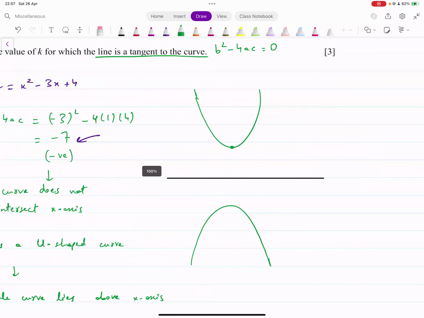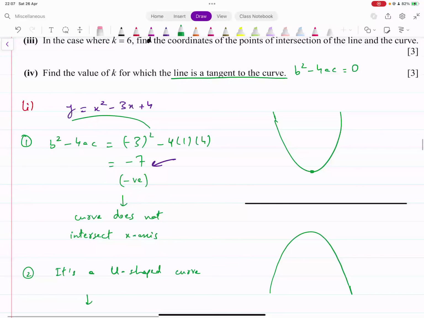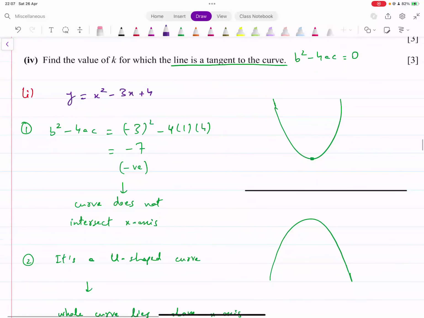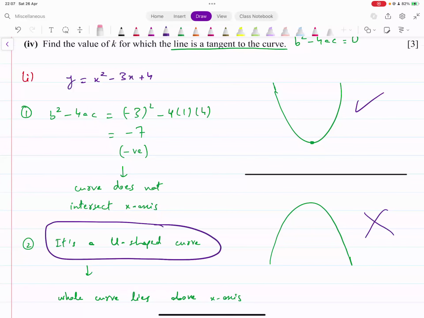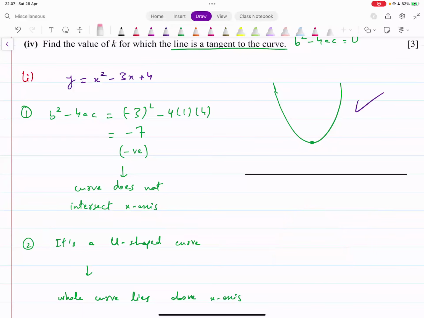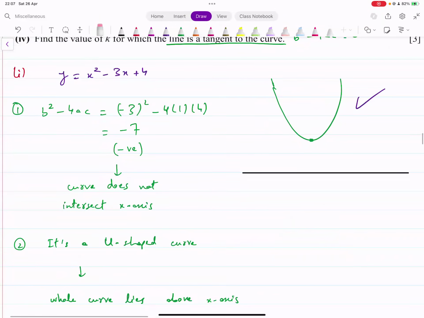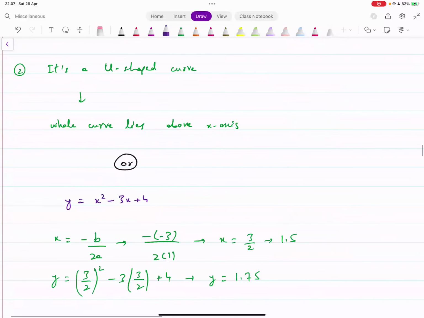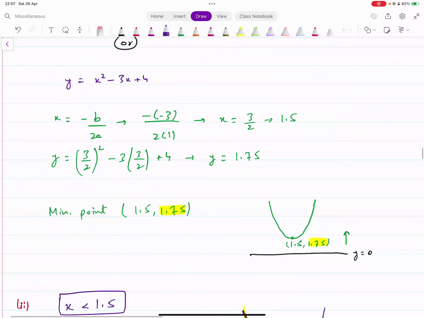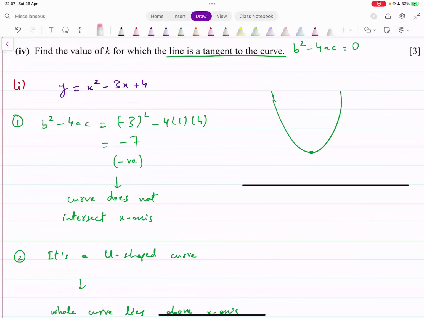So if you use the b squared minus 4ac method, in that case, you would say b squared minus 4ac is less than 0, but at the same time, it is a U-shaped curve. So it's this case, not this case. And both of these things together mean that the whole curve lies above the x-axis. That's another method that you can use for this as well. All right. So either the minimum point lies above the x-axis, or find the discriminant that's negative, and also say that it's a U-shaped curve. That is why the whole curve lies above the x-axis. That's what you had to prove there.